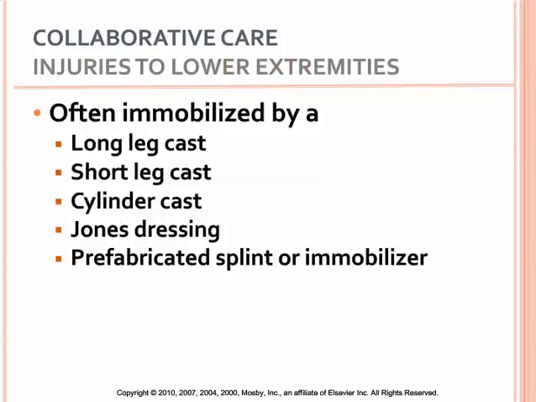Injuries to the lower extremities are often immobilized by either a long leg cast, a short leg cast, a cylinder cast, a Jones dressing, or a prefabricated splint or immobilizer. A short leg cast can be used for a variety of conditions, but is mainly used for stable ankle and foot injuries. A cylinder cast is used for knee injuries or fractures. A Jones dressing is composed of bulky padding materials, splints, and an elastic wrap or bias cut stockinette.